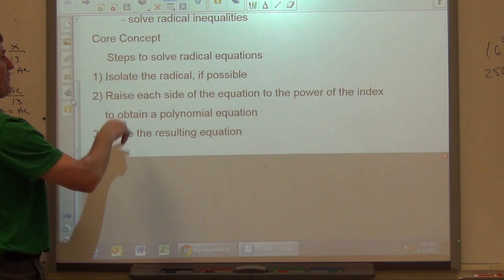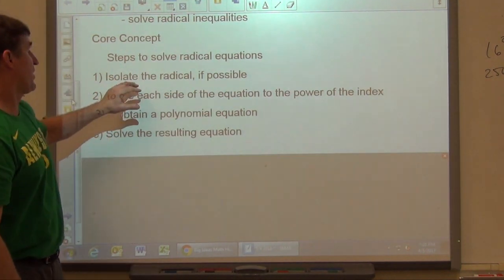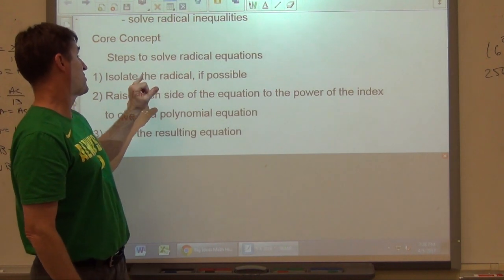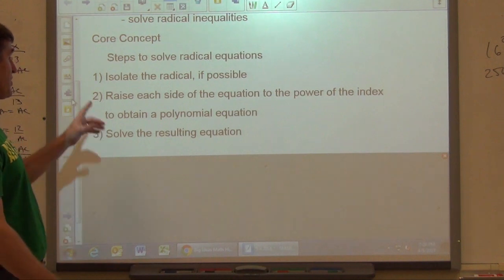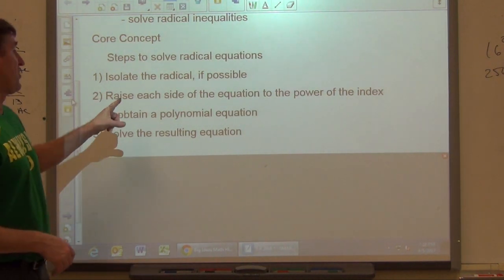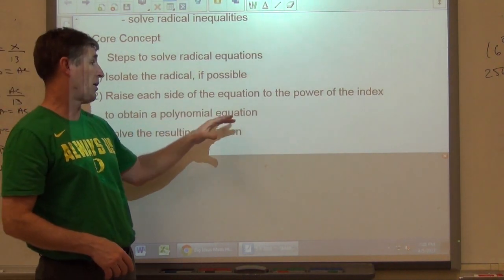The book has these steps to solve radical equations; I've written them a little bit differently. First of all, you want to isolate the radical if possible. That means get that radical by itself, and you'll see as we go through some problems. Then you raise each side of the equation to the power of the index to obtain a polynomial equation.